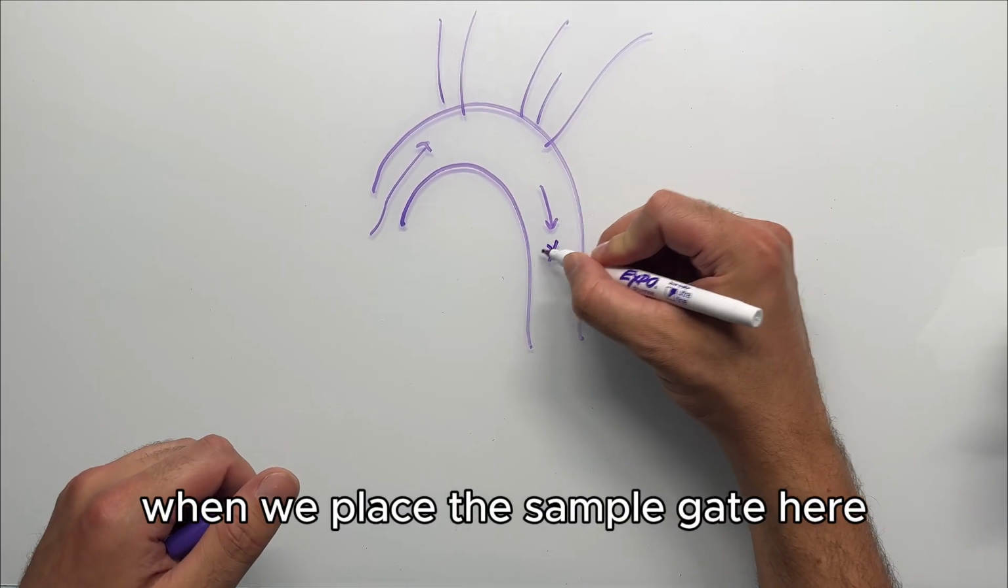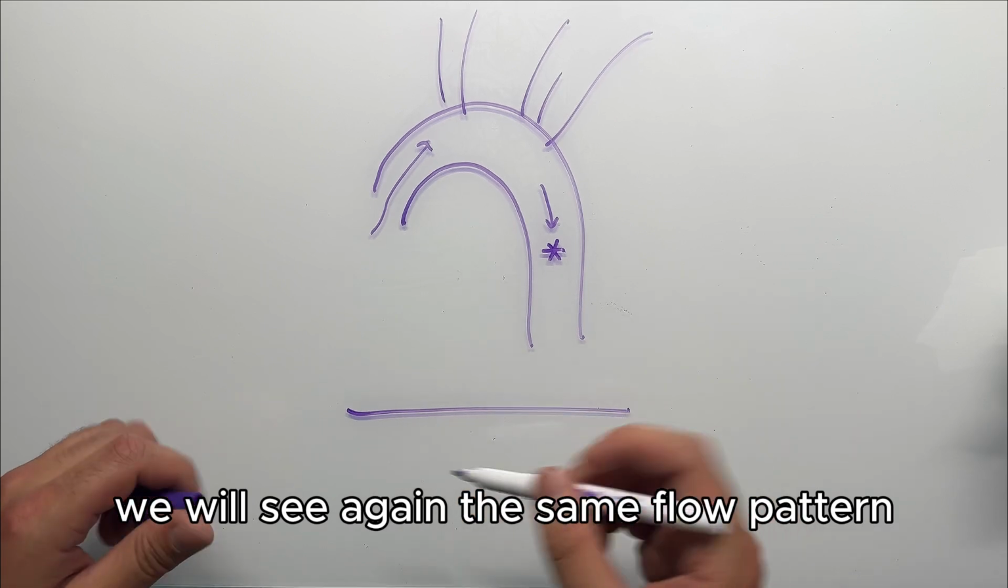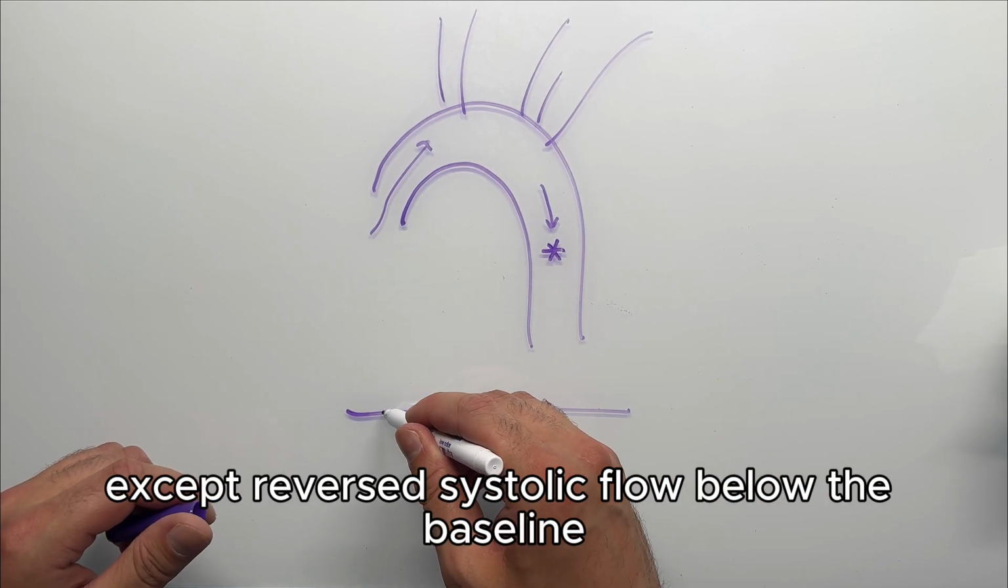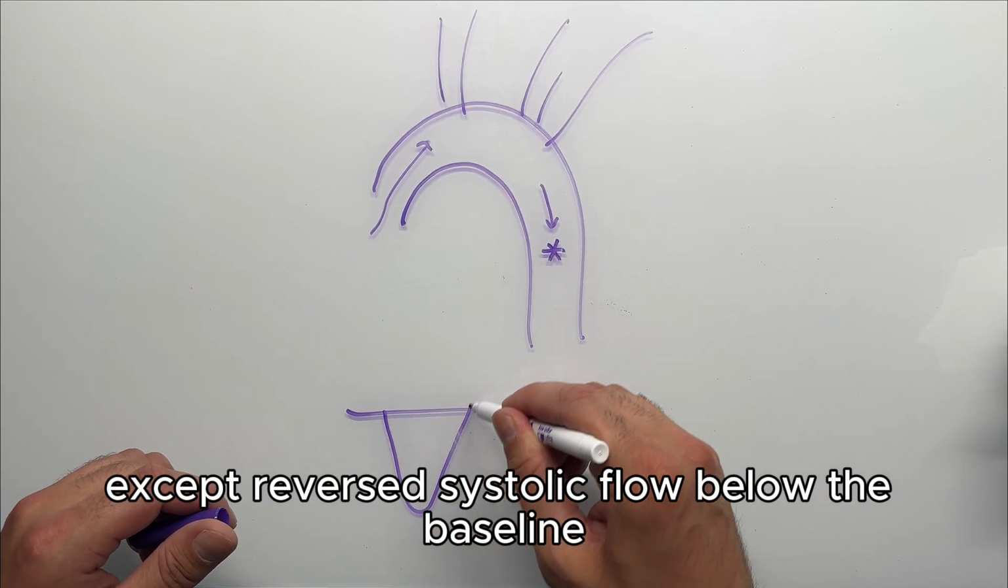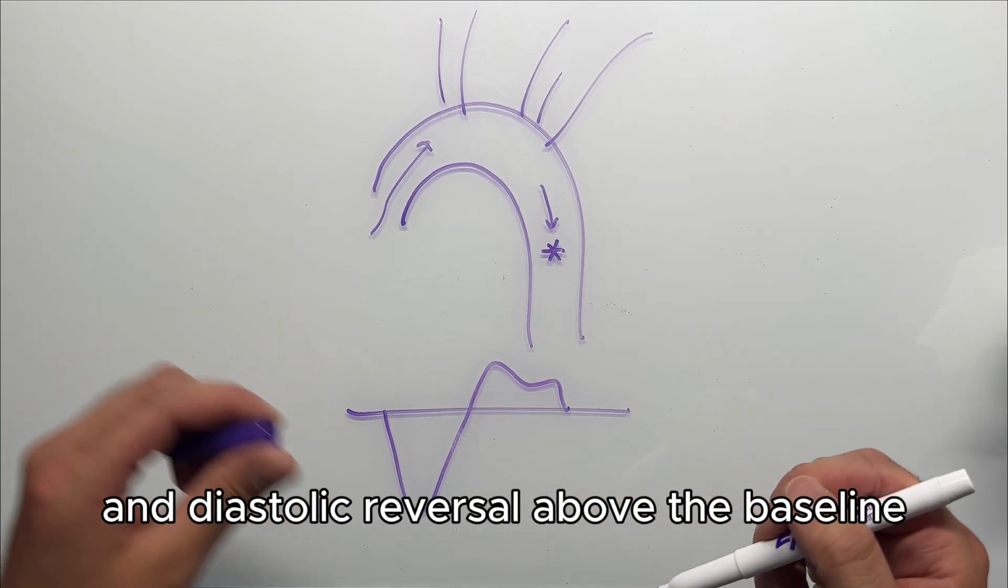When we place the sample gate here, we will see again the same flow pattern except reversed. Systolic flow below the baseline and diastolic reversal above the baseline.